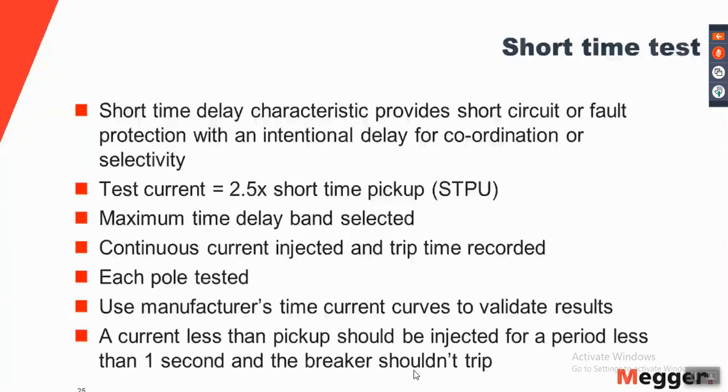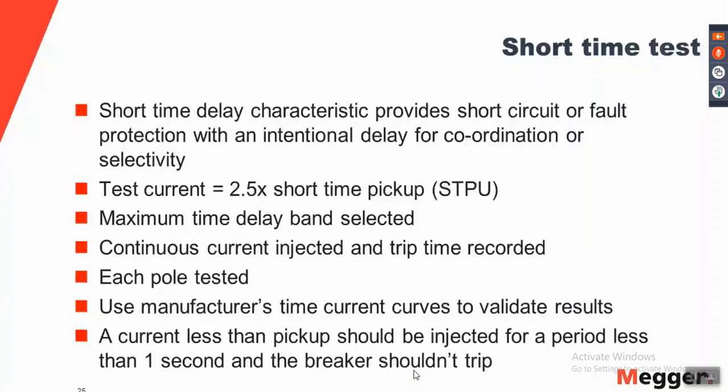The test current is set at 2.5 times the short time pickup. The short time pickup could be any of the settings on the overcurrent device. The maximum time delay band needs to be selected. In this case, just as the long time test, continuous current is injected and the trip time is recorded. The current is higher and the trip time is lower in this test.